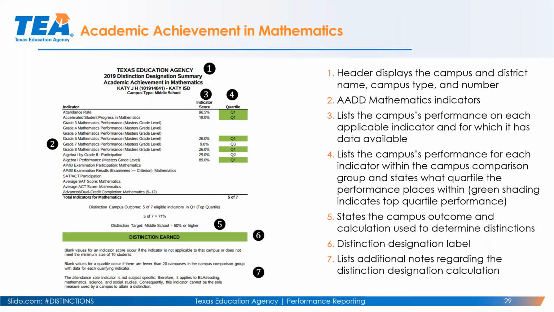This is for mathematics. At this junior high campus, we have indicator data available on 7 indicators, for which 5 placed in the top quartile of performance within the campus comparison group. So 5 out of 7 is 71%. In order for a middle school to receive a distinction designation in math, it has to be at 50% or higher for indicators for which it has data available in the top quartile. At 71%, this campus is higher than the 50% threshold. So in section 6, the distinction designation is distinction earned for mathematics. And section 7 lists additional notes regarding this particular calculation for the distinction designation.